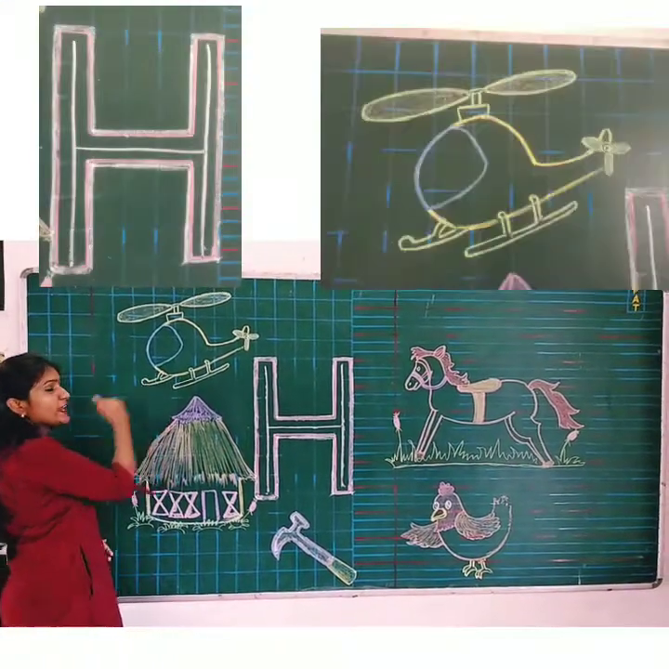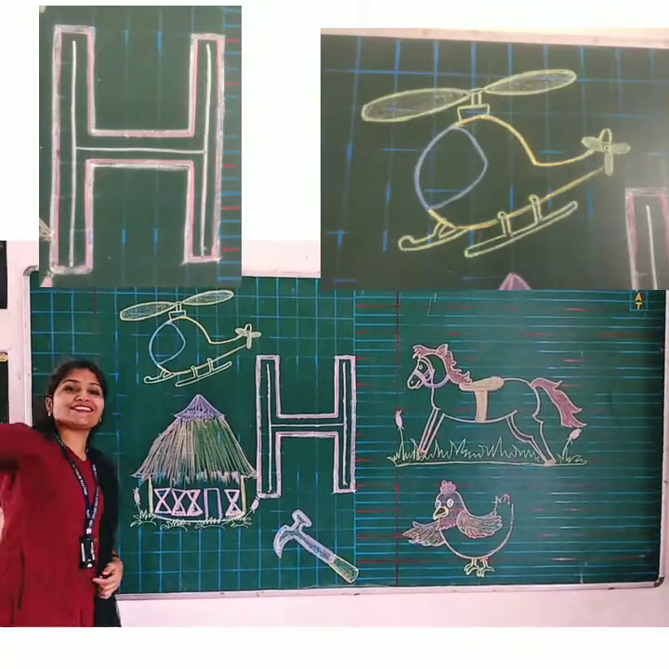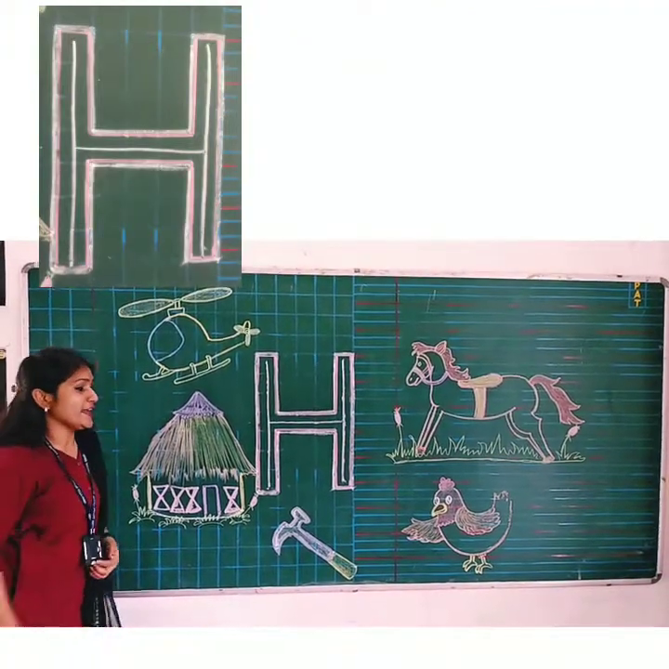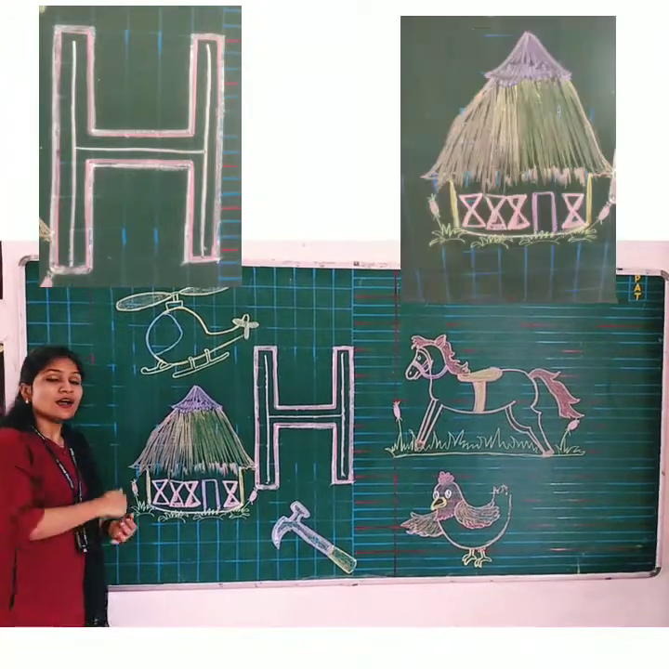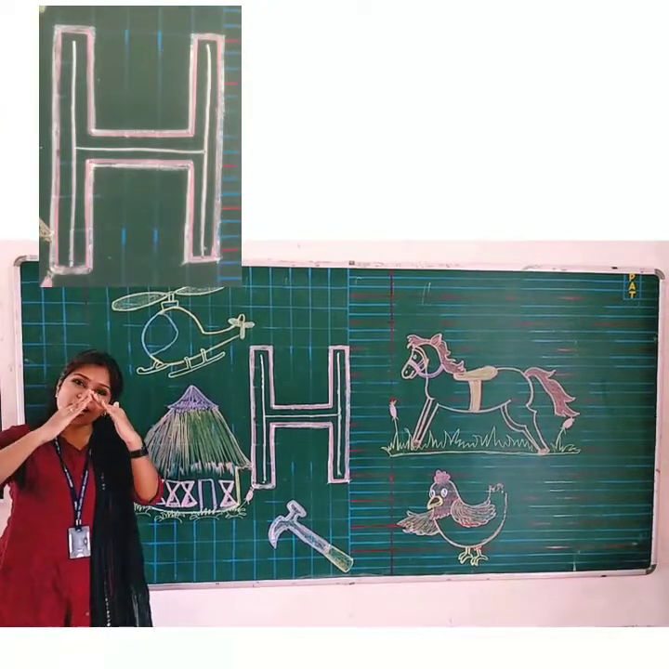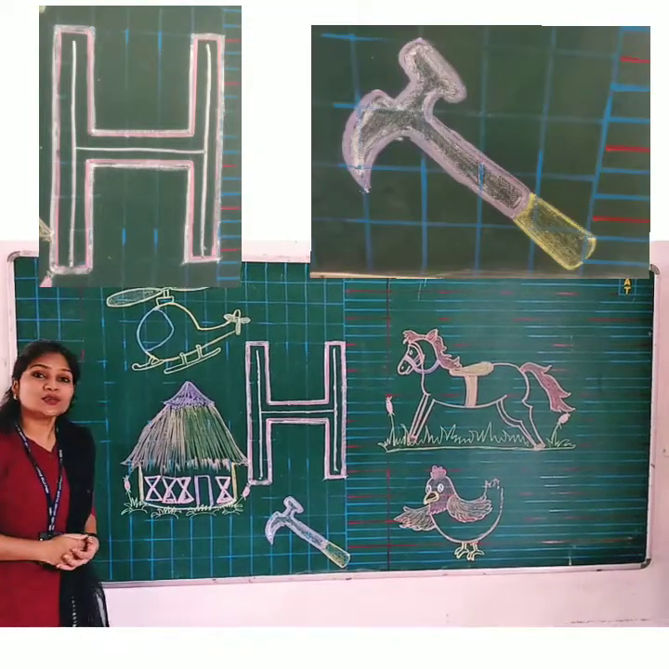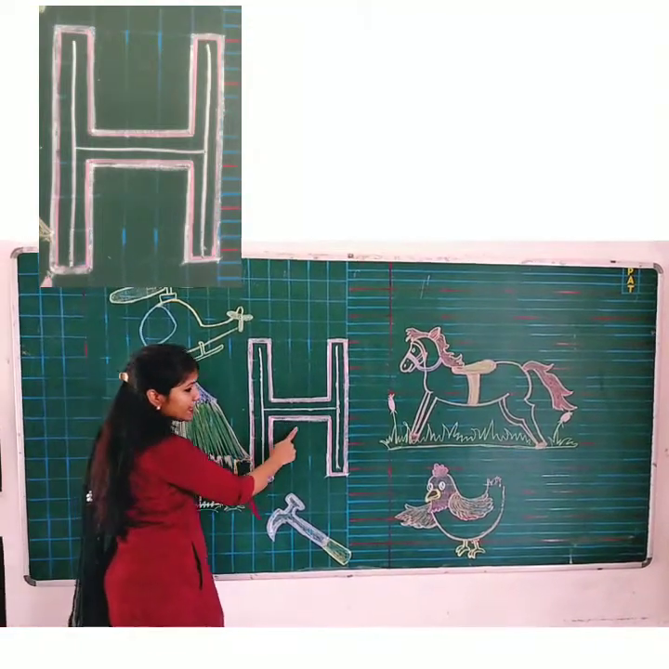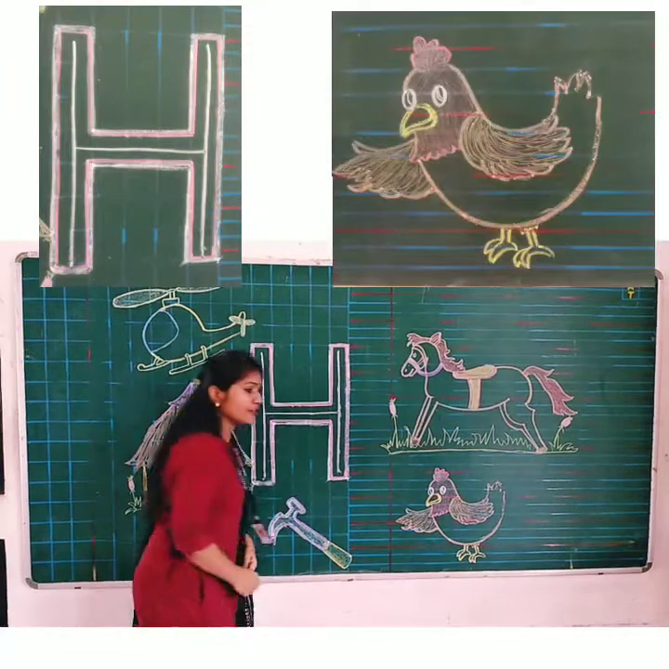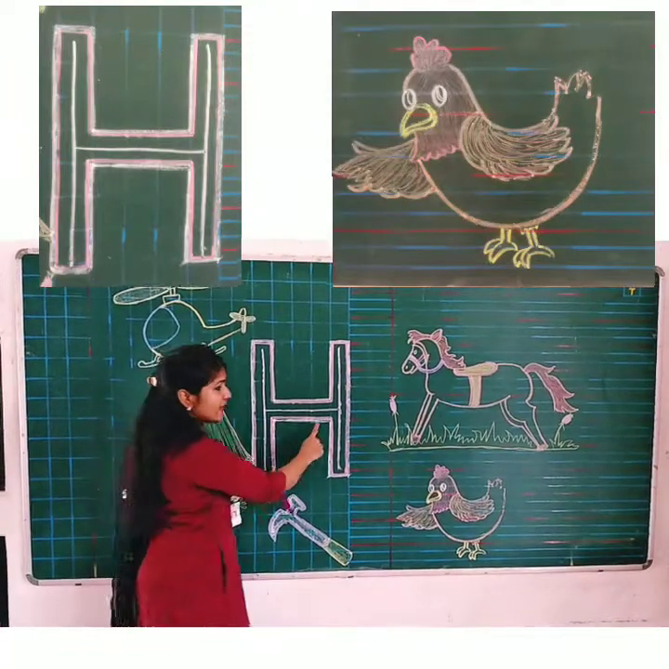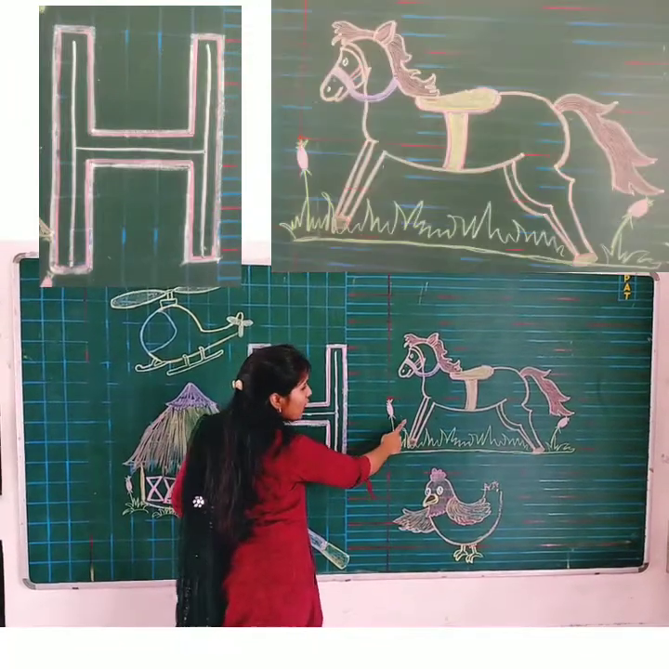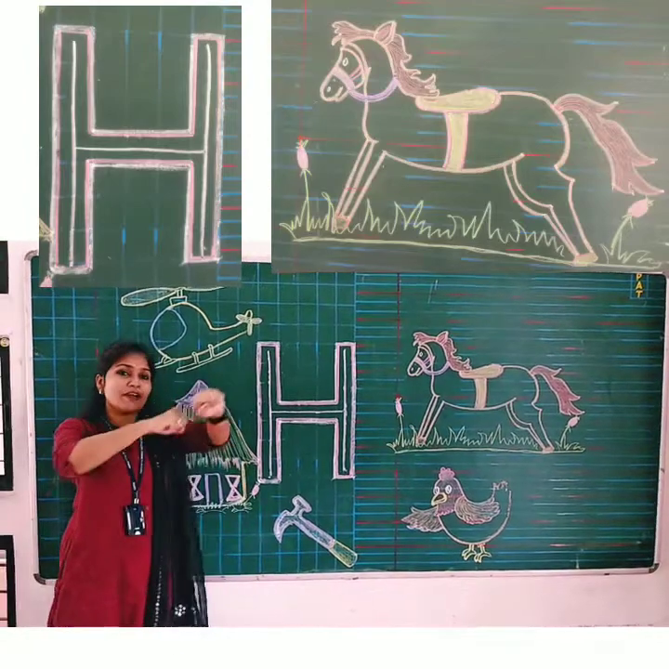Now children, let's see some pictures related to the capital letter H. H for helicopter. Helicopter flies in the sky. And H for hut. Hut is a kind of house. H for hammer. Hammer is a tool. And H for hen. Hen gives us egg.